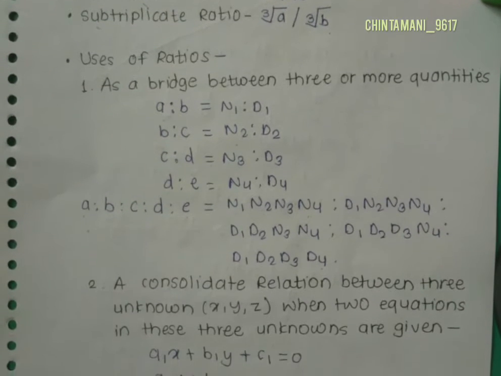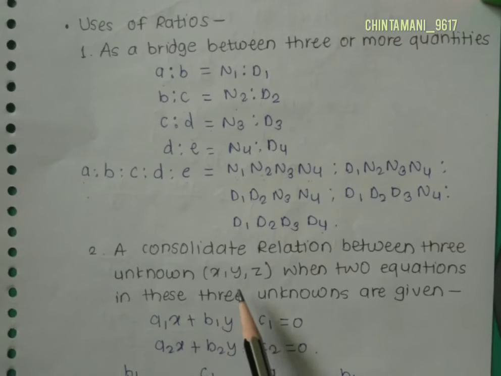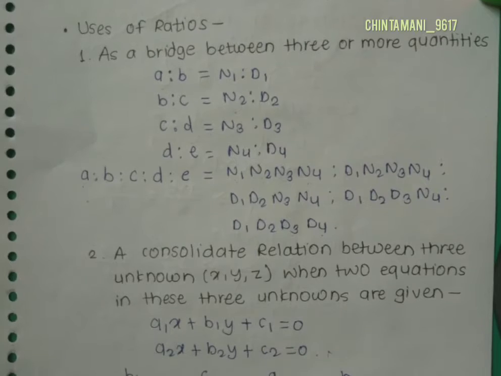The second one is a consolidated ratio between three unknowns, that is x, y, z, where two equations in these three unknowns are given. Suppose we are given two equations and we have to find the ratio of x is to y is to z. Suppose the first equation is a1x plus b1y plus c1 is equal to 0, and the second equation is a2x plus b2y plus c2 is equal to 0. Then we can simply find x, y, z by this trick.